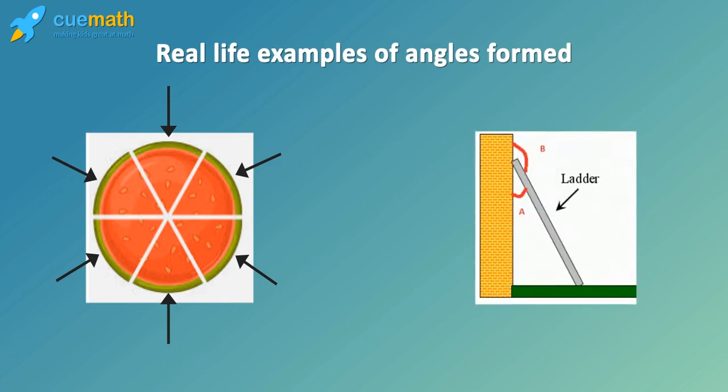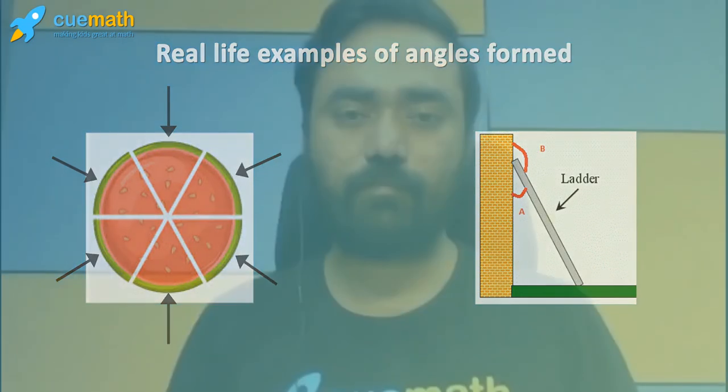The second real life example would be a ladder resting on a wall. The ladder definitely forms an angle with the wall. The next example would be this chair on which I am seated. This part of the chair makes an angle with the base of the chair. The next example: if you look at the hour hand and the minute hand on a clock, at any point of time they form some angle between each other. So these are a few real life examples.